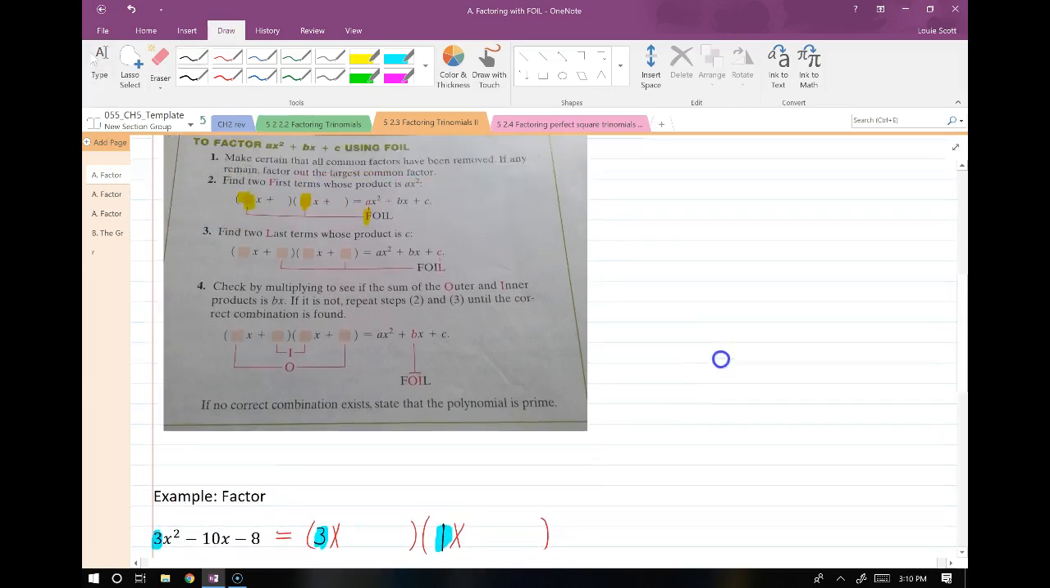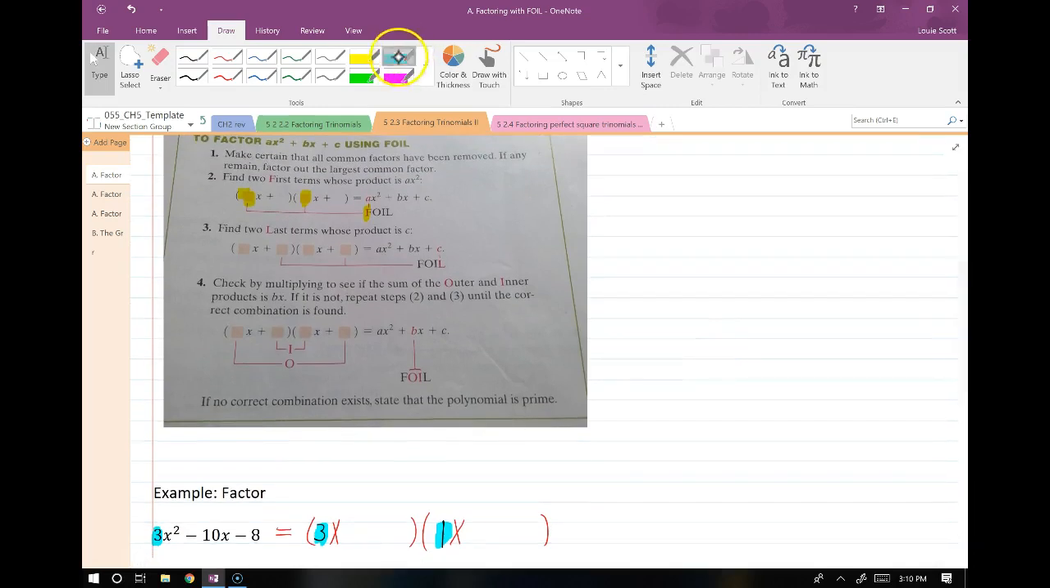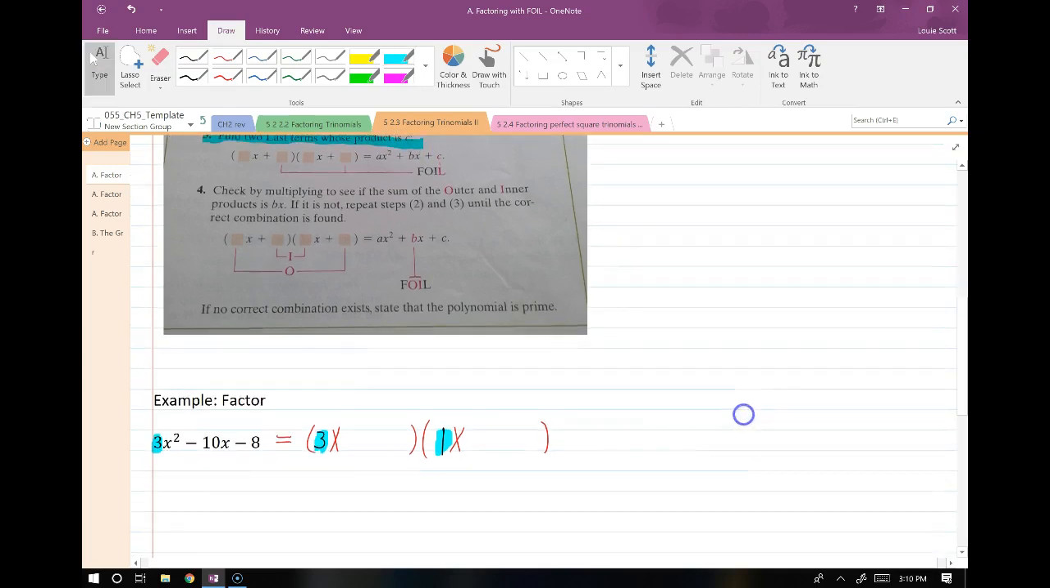The third step says find the two last terms whose product is c. C is equal to negative 8. Just to pull two terms out of the air whose product is negative 8, let's say negative 1 and positive 8. Now I FOIL this out and see if it in fact matches the original. That's how you guess and check, and you do this until you've exhausted all the possibilities.